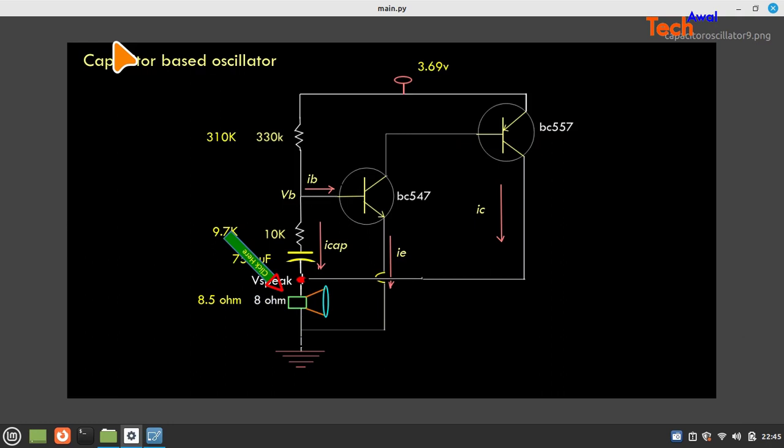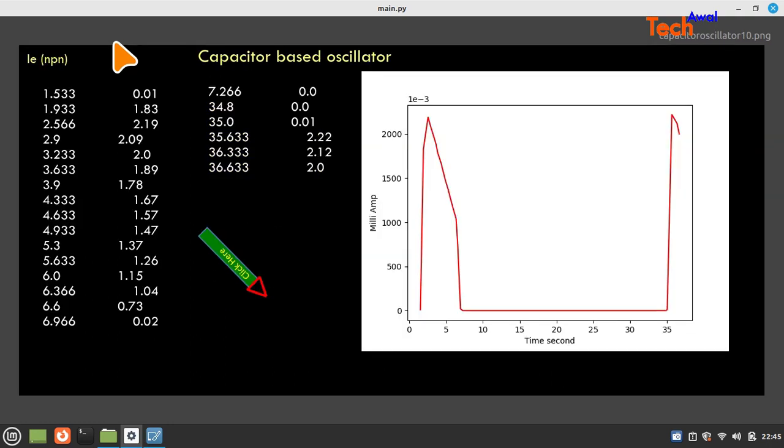Now we have all the graphs ready. So this is IE, that is the NPN transistor, and these are the readings we found. From the graph we can see the IE. This is when the transistor comes into conduction, while at the same time the capacitor is discharging. So we can see IE is falling.